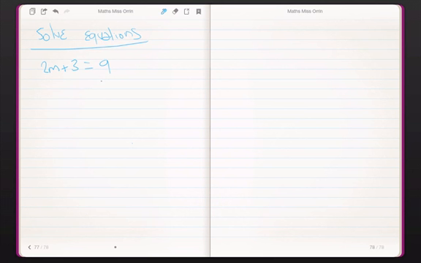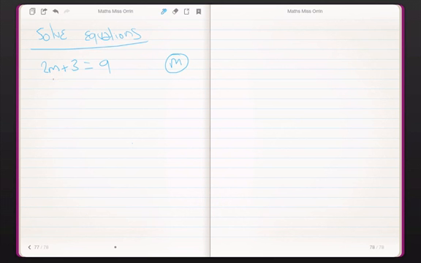Now, you might just be able to look at that and work out what m would be, and that would just make sense to you. But for some other questions, it's going to be a little bit harder than that, and I want you to get used to doing it properly using our algebra skills. So what we really want to find out is what m is, so we're going to get m on its own.